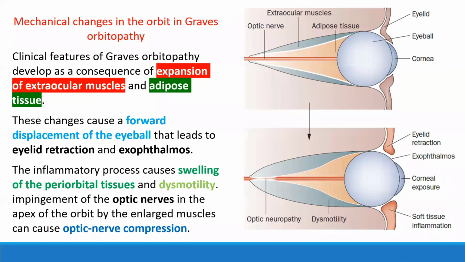and eyelid retraction. So extraocular muscle hypertrophy and also adipose tissue proliferation will lead to exophthalmos and eyelid retraction. And at the same time, the muscle will compress the optic nerve, leading to optic nerve compression, which may affect the vision and needs rapid surgical intervention.